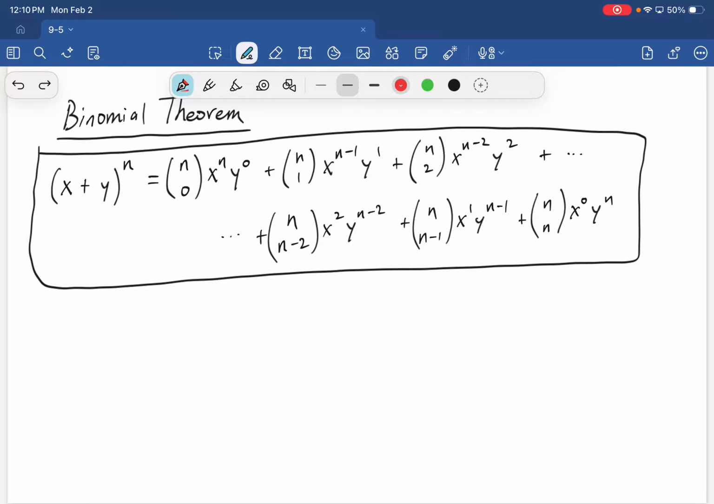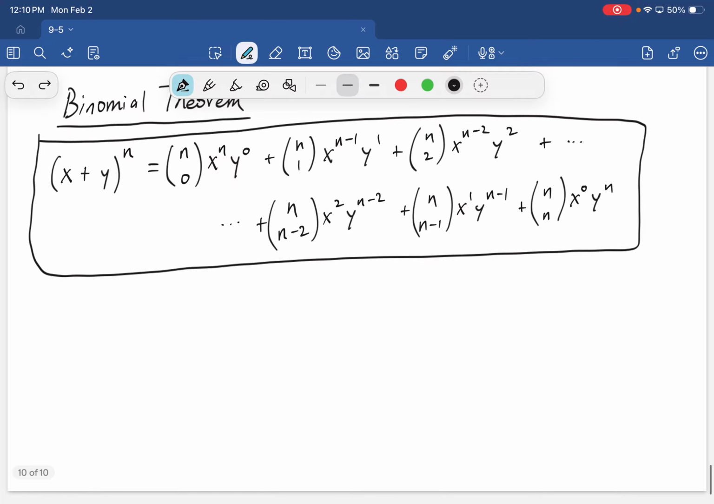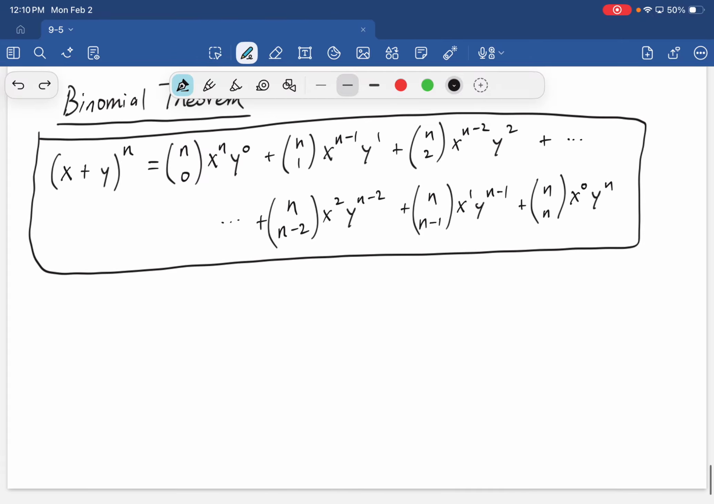Now just keep going. 3 choose 1 times x squared, negative 2y to the 1, plus 3 choose 2 x to the 1, negative 2y squared, plus 3 choose 3 x to the 0, negative 2y cubed. Okay, so it's the same process. You just replace the y with what you have in that position. And then if you simplify this, you'll get x cubed minus 6x squared y plus 12xy squared minus 8y cubed. I think that's right.